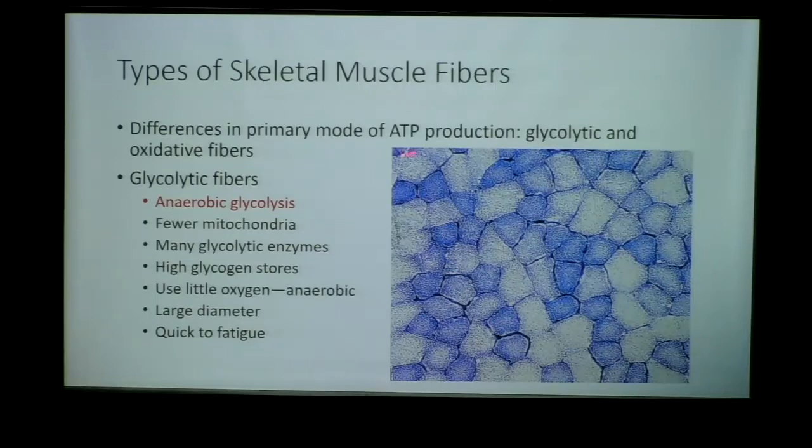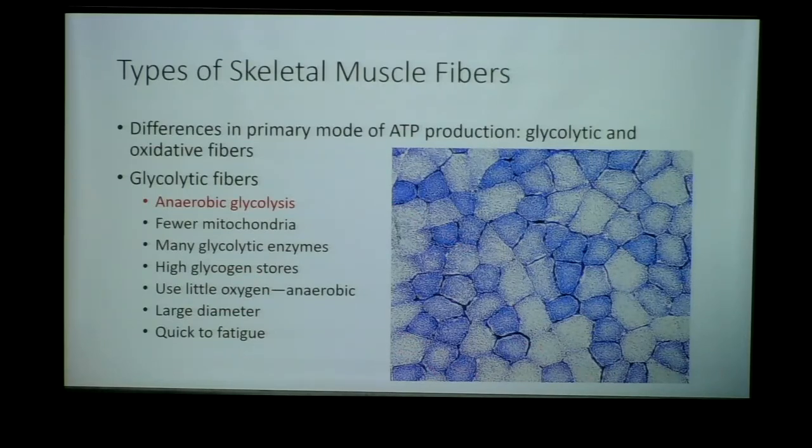What happens in anaerobic glycolysis? What happens in high intensity exercise? Lactate, good. So that buildup of lactate, that buildup of lactic acid is what really contributes to this quick fatigue in these types of fibers.